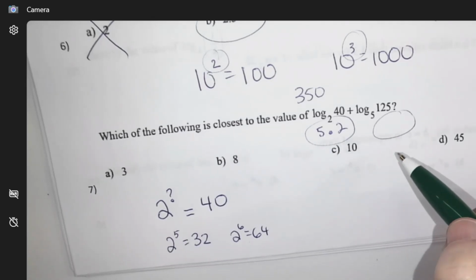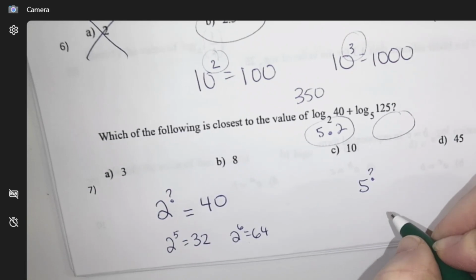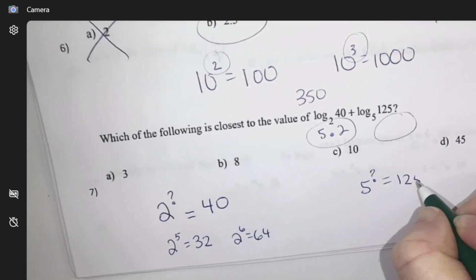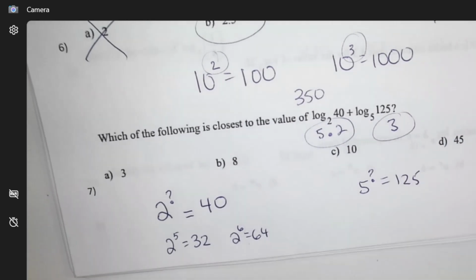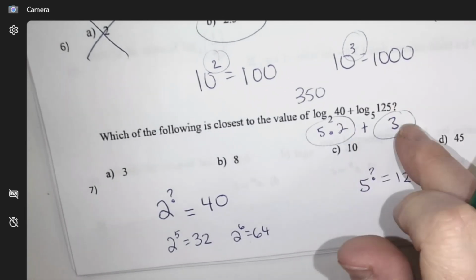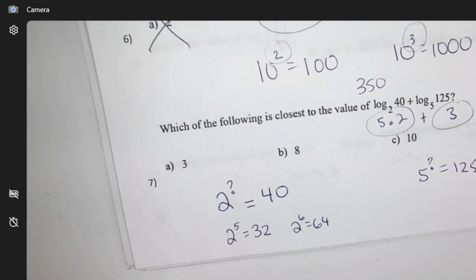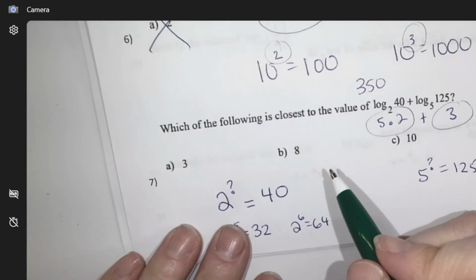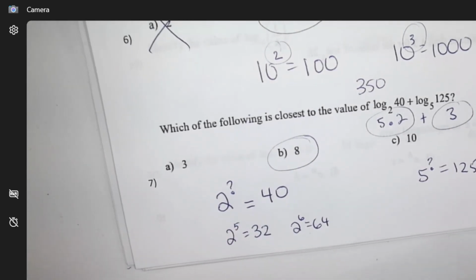Okay, then this says the base is 5. We have to think of the exponent. That one is an exact one, so you should know that one. 3, 5 cubed. So if I add those values together, which answer am I closest to? Looks like I'd be closest to 8, right?